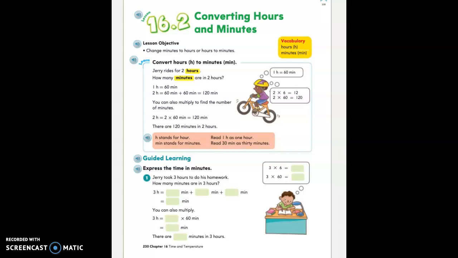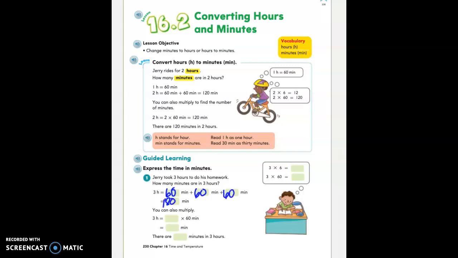For our guided reading, we're going to express the time in minutes. Jerry took 3 hours to do his homework. How many minutes are there in 3 hours? If I look at my number sentence, it says minutes plus minutes plus minutes. So I'm going to say 60 minutes, because that's 1 hour, plus 60 minutes plus 60 minutes, and that's going to equal 180 minutes.